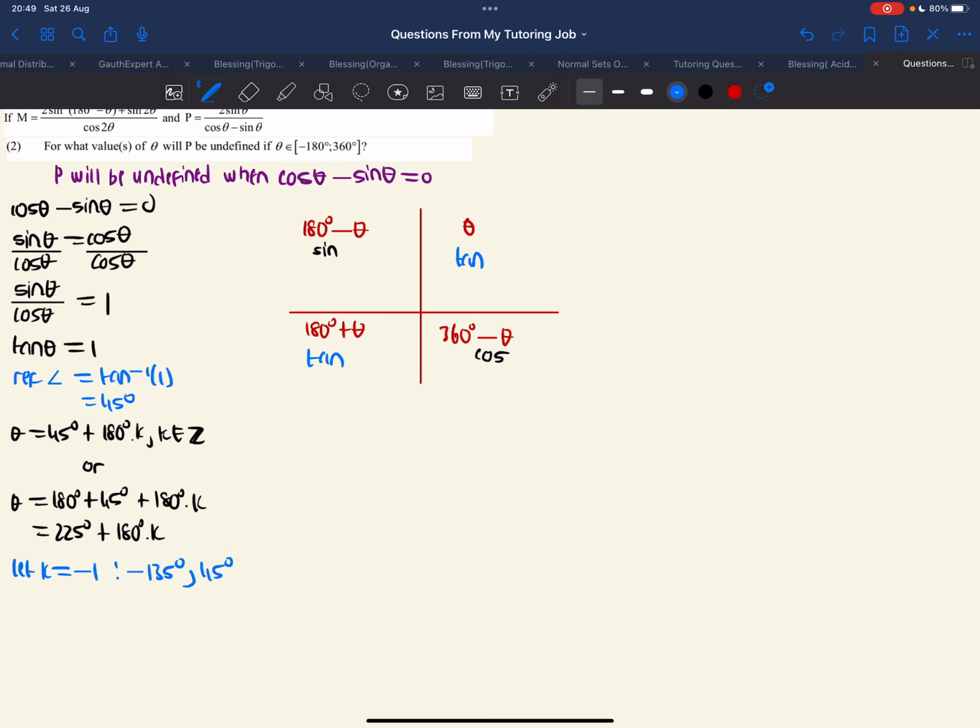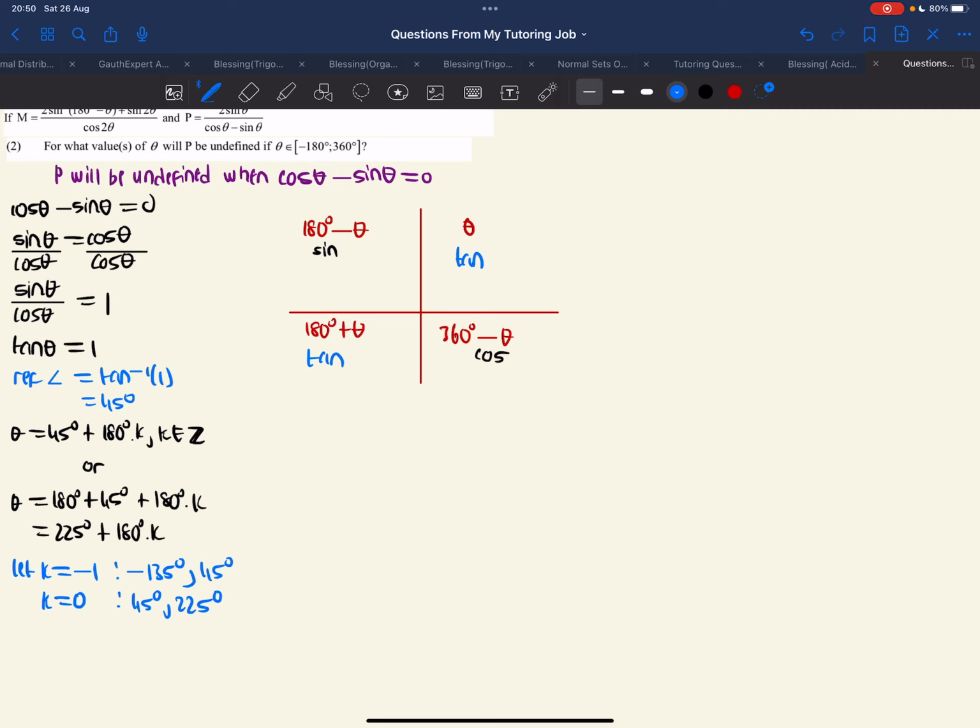And then let's see what we get if we let k equal 0. It's basically going to be 45, because if you substitute 0 here, it's 180 times 0, which is 0. So we're going to have basically 45 comma 225. All right, and then if we let k equal 1, it's basically going to be 45 plus 180 times 1, which gives us 225.